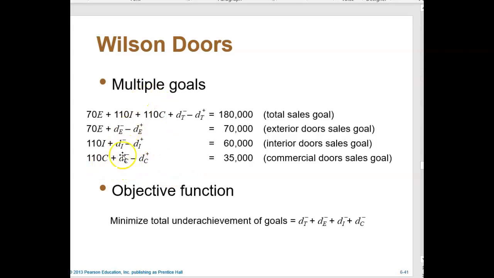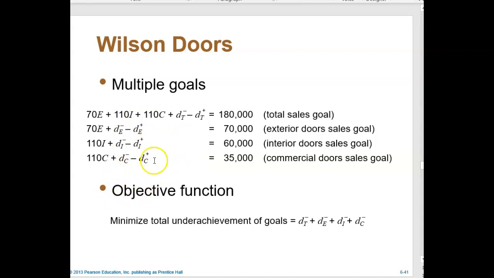So in all of these here, these are the simple equations that we use to calculate total sales, except that now we've added these plus minus terms to it so that we can measure how off from the goal we are. Are we crossing the goal or are we under the goal target? And that's what these deviation terms will help us keep track of.